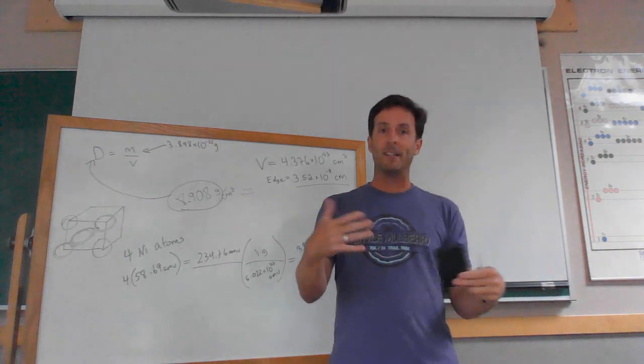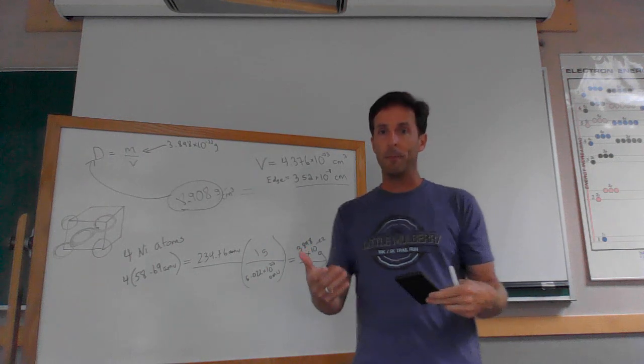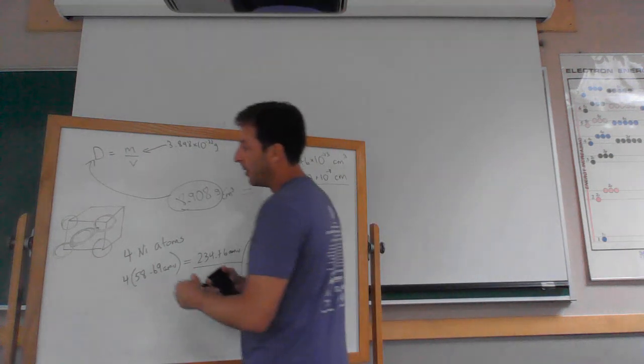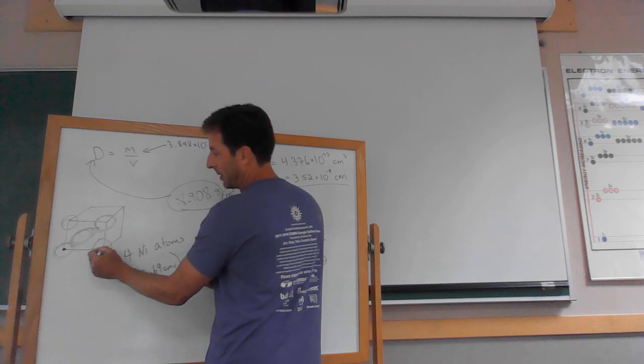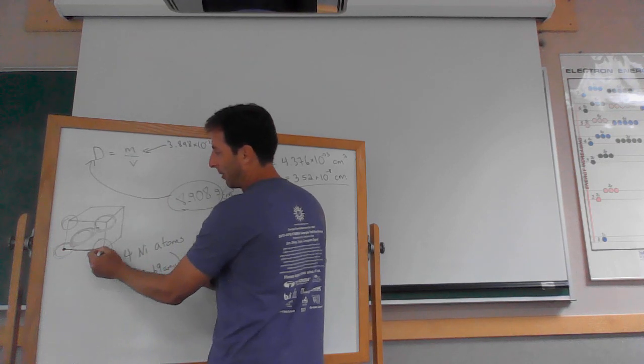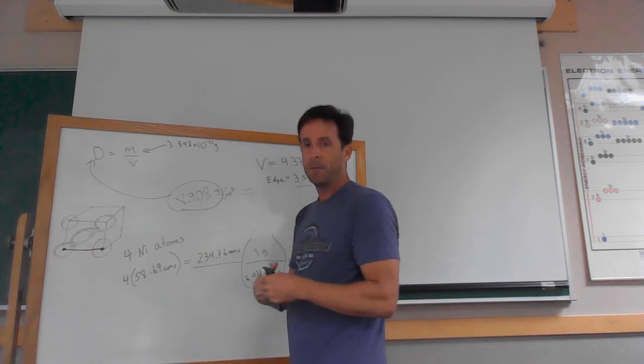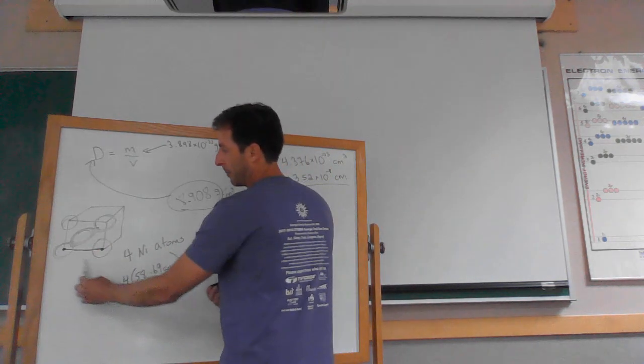Now, one more step that the question didn't ask me to do is it could have asked me to find the radius of the nickel atom. Okay, now how to do that? I know now that the edge length, from the center of that atom to the center of that atom, that length is going to be 352 picometers right here.